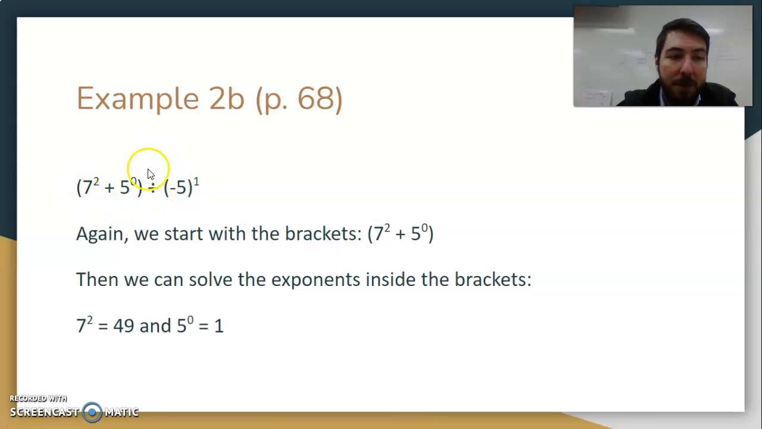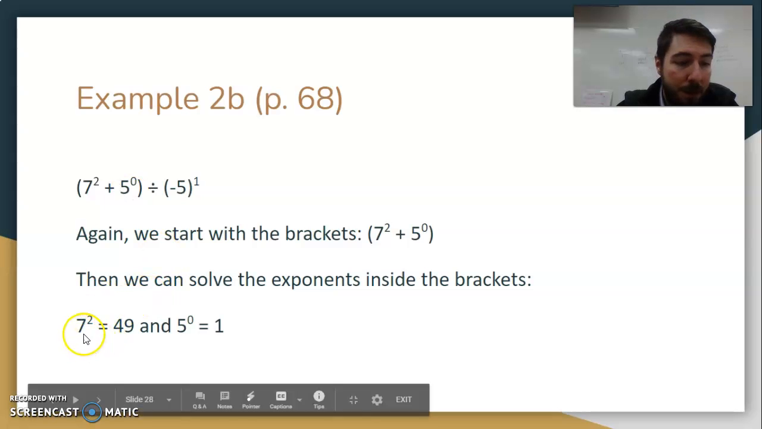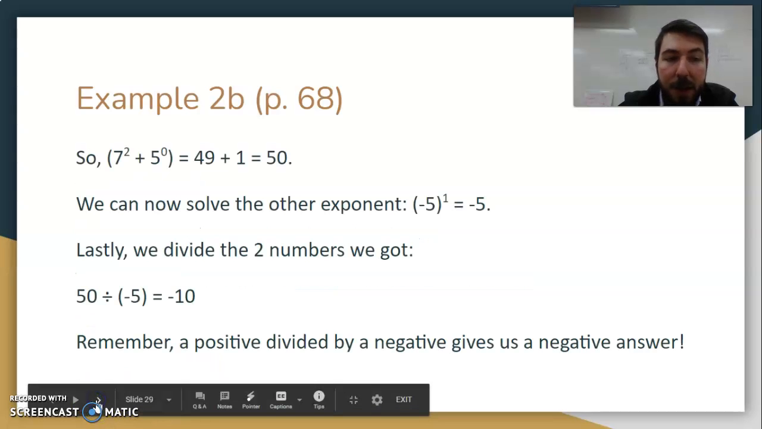a bracket, we have a divide, and we have an exponent. So we start with the brackets, 7 to the power of 2 plus 5 to the power of 0. Now because these are both exponents, we have to solve them before we can add, because again, exponent comes before add in BEDMAS. So 7 to the power of 2 is 49. 5 to the power of 0 is 1. Remember, anything to the power of 0 equals 1. And now we can add those together. 49 plus 1 equals 50.